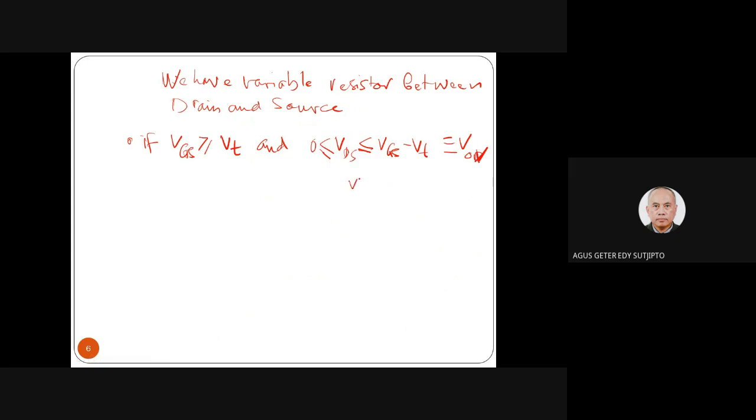So this is the overdrive voltage when the channel is created. VOV equals the overdrive voltage. So in this case, the VGS controls the area of the channel.